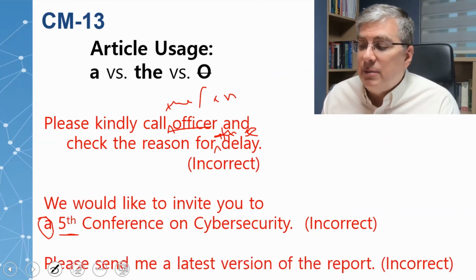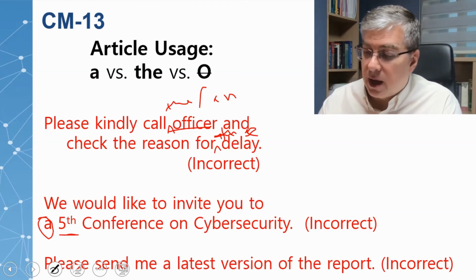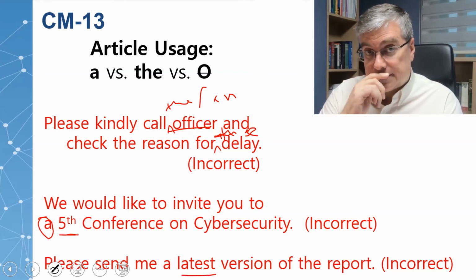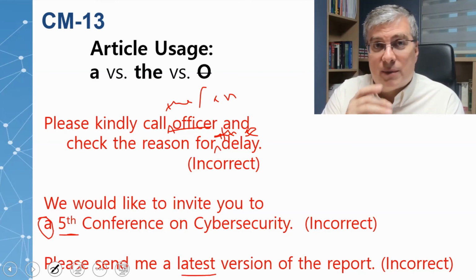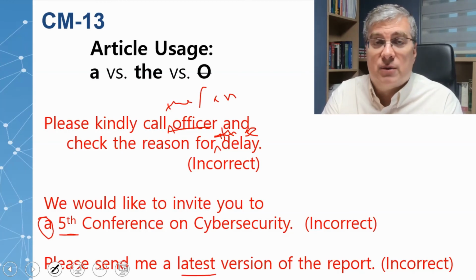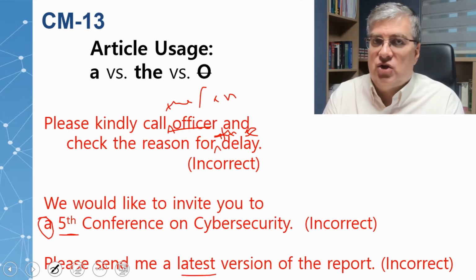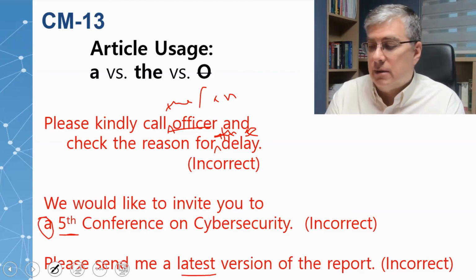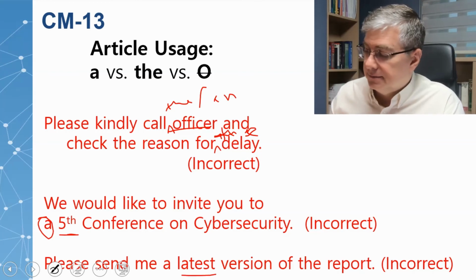Last, we have please send me a latest version of the report. This is very similar to what we just talked about. Latest means there's only one. It's the latest. So first, second, third, we use the for those ordinal numbers, but the latest version, right? Maybe we worked on 8 different versions of the report. The 8th version is the latest version. So it is the latest. That makes it unique. It's unique because it is the latest. So we use the, not a.